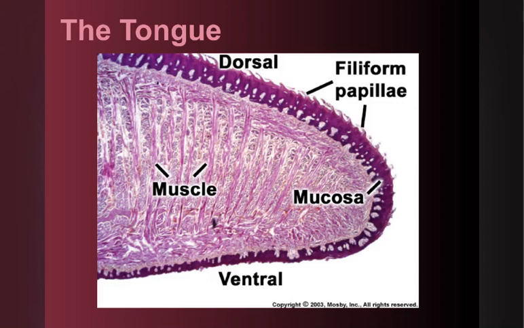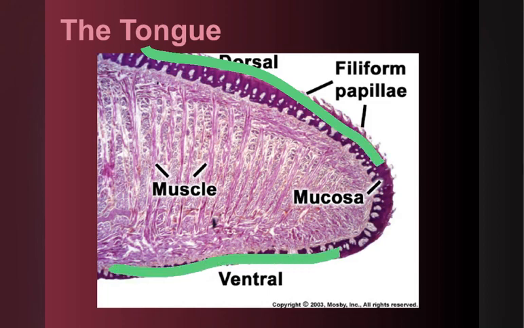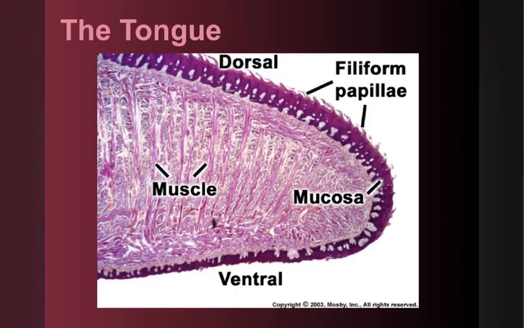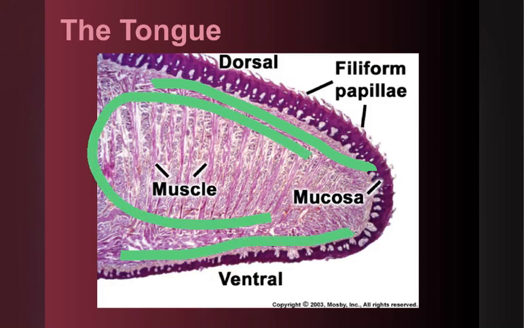Here we have a sagittal section of the anterior region of the tongue. This is the dorsal surface of the tongue. This is the ventral surface of the tongue. In both cases, we see that we have lamina propria, but we do not have submucosa. So the lamina propria is directly bound to the supporting muscle.